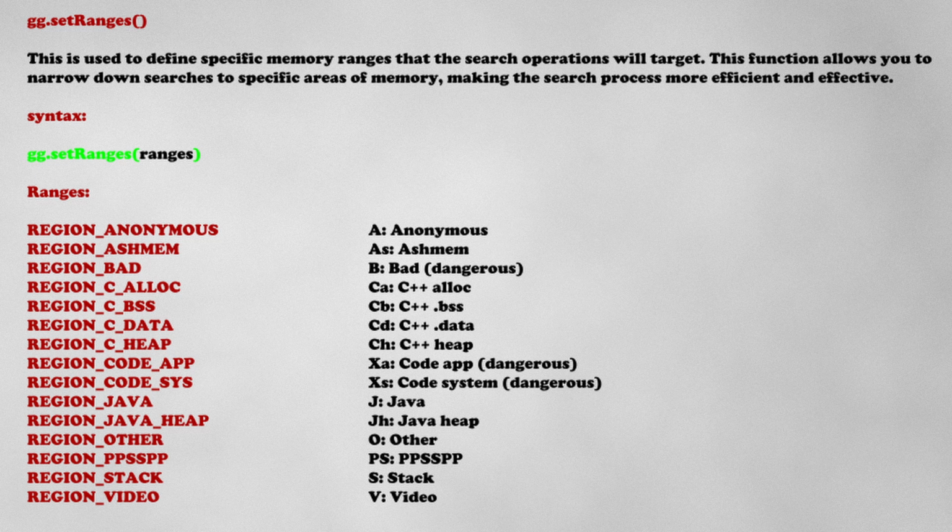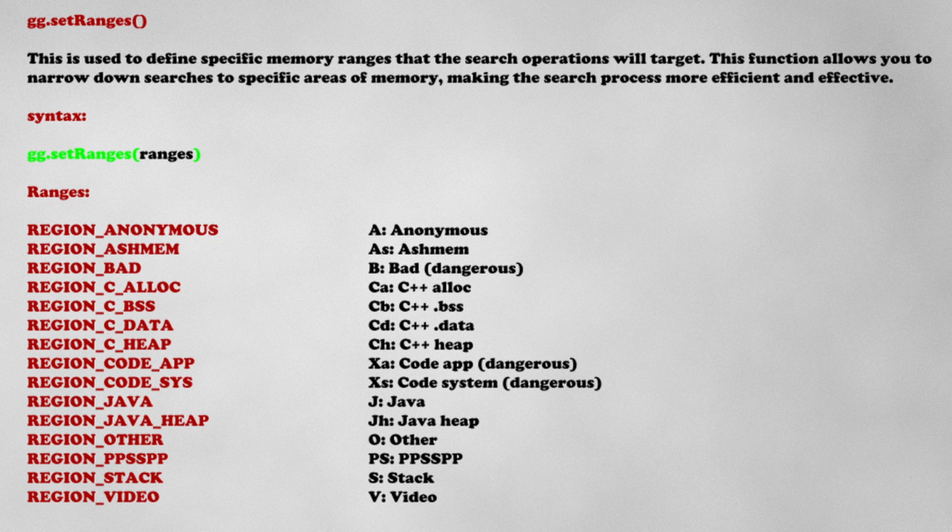But mostly, we use those because it sets all basic memory ranges by default. In scripting, we also have a function to set our memory range. We can set multiple memory ranges at a time by separating them with a bar. Let's see the function and its details. gg.setRanges. This is used to define specific memory ranges that the search operations will target. This function allows you to narrow down searches to specific areas of memory, making the search process more efficient and effective. Syntax.